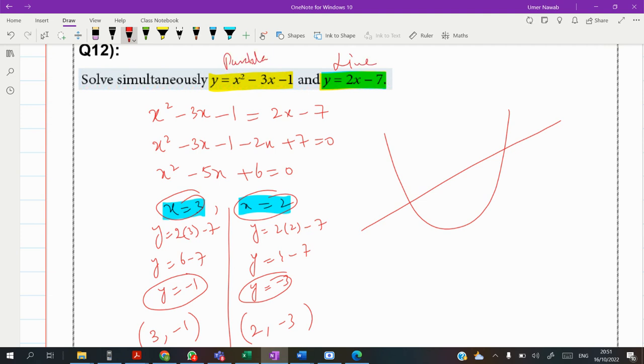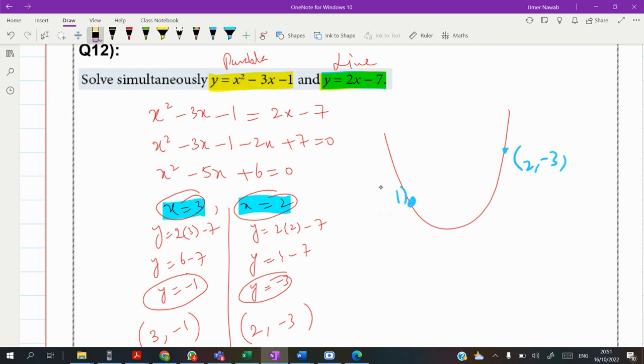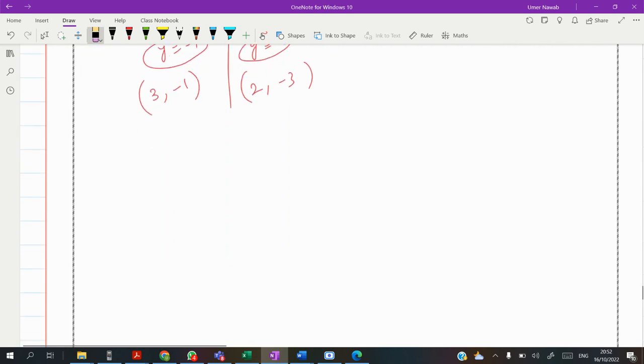So what is the relationship between the parabola and the line? Since we got 2 points of intersection, the first point is 3, minus 1, and this is 2, minus 3, the x coordinate and the y coordinate when you draw it on the x-axis and y-axis. I hope it clears to everyone.